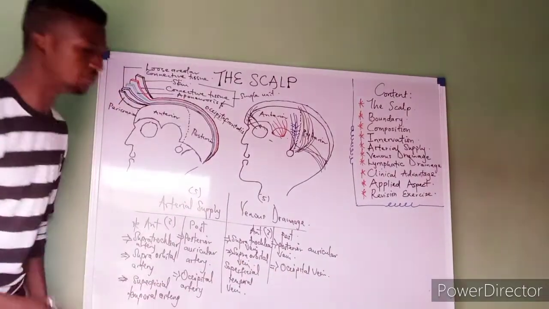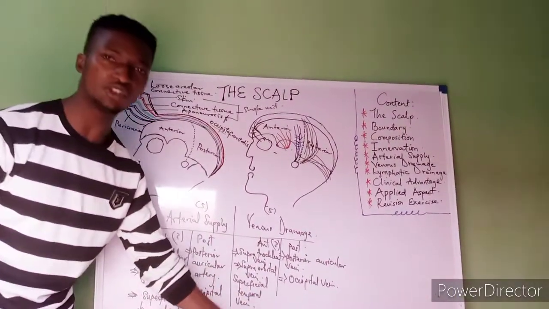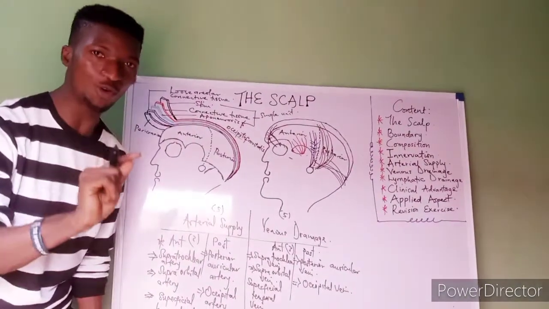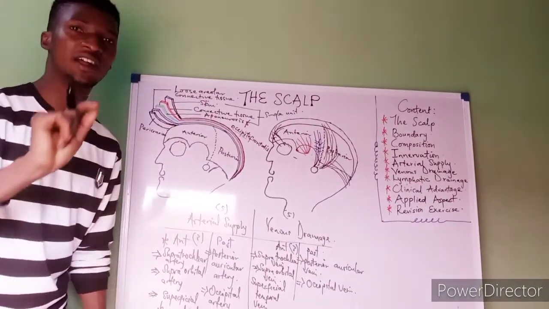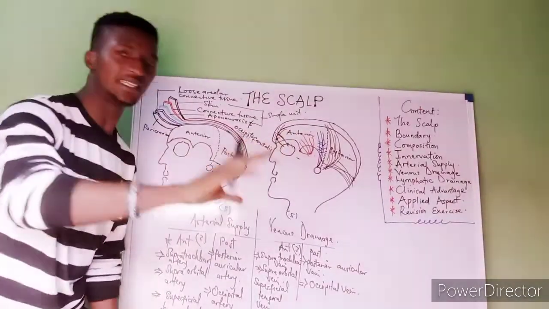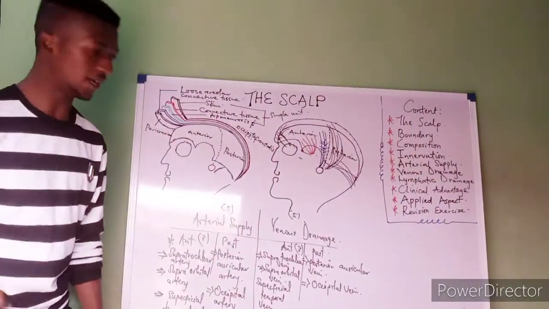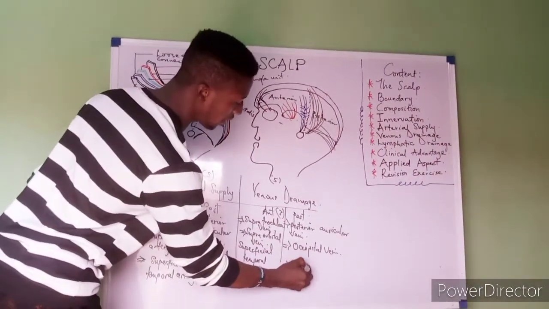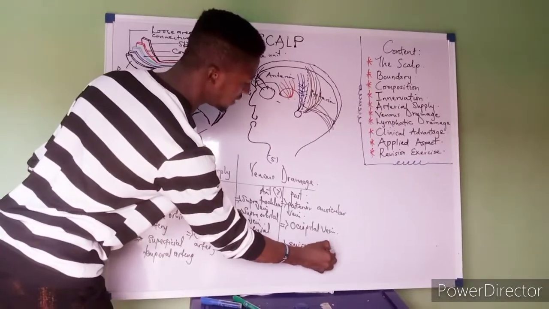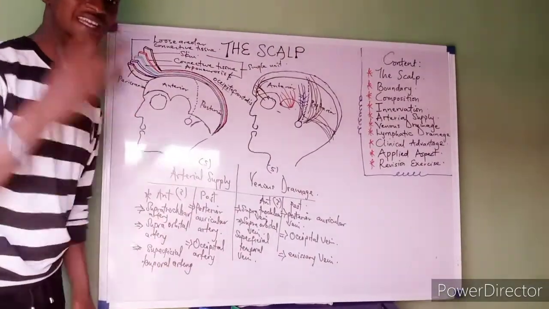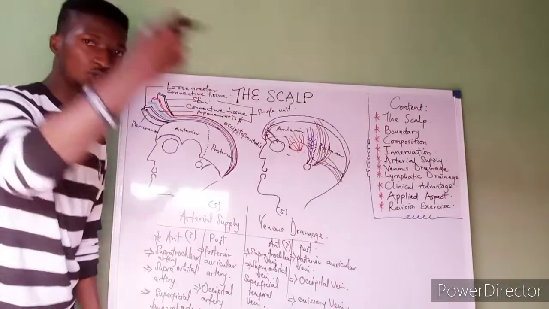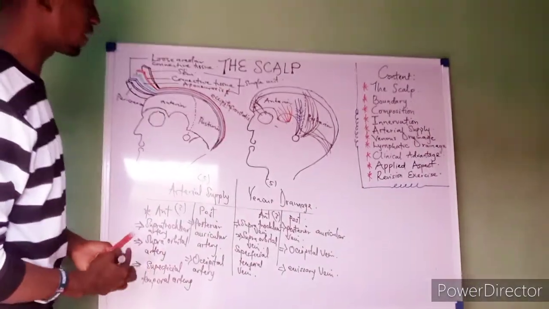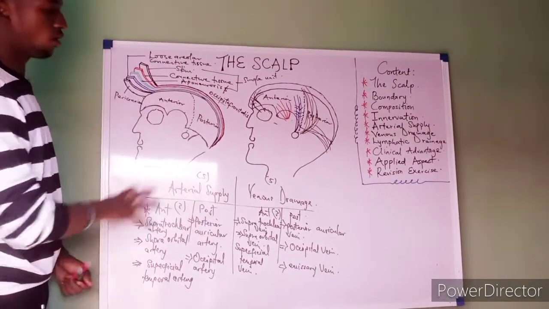The big difference between the arterial supply and venous drainage is that there is a foramen in the skull or calvaria which connects the outer and the internal parts together. This is called the emissary foramen, for emissary veins. So what are emissary veins? They link the outer part of the skull to the internal part of the skull. So this is the arterial supply and the venous drainage.